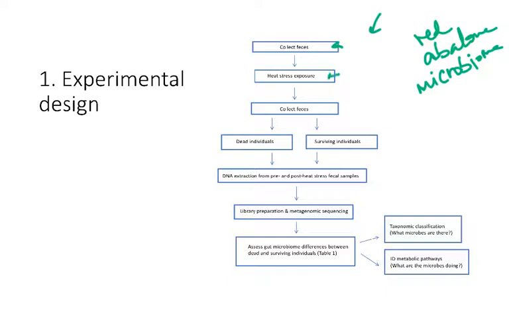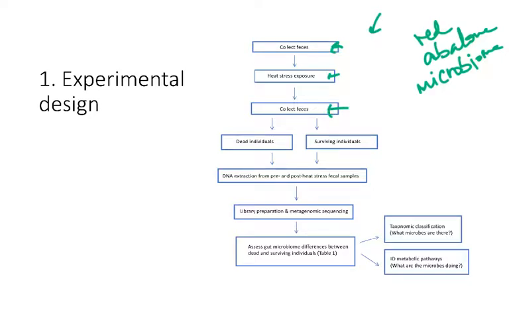We then need to expose them to a heat stress. We then collect feces, because if we think backwards, one of our aims is comparing the microbiome of individual abalone before and after they experience heat stress to see how that heat stress might change the microbiome. So we need to make sure we're collecting feces both before and after that heat stress.